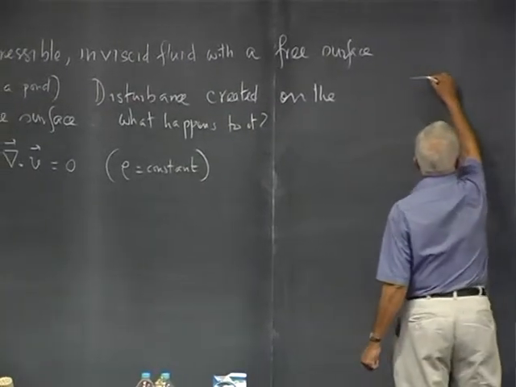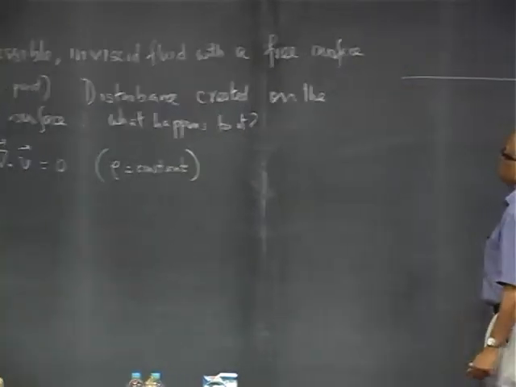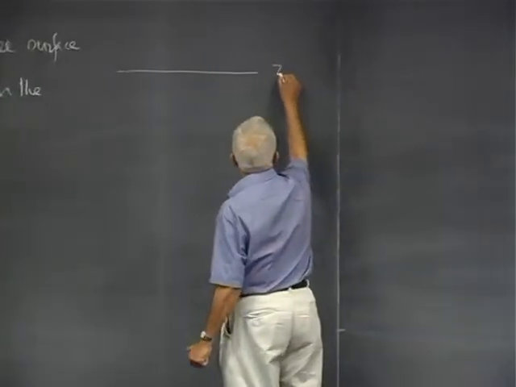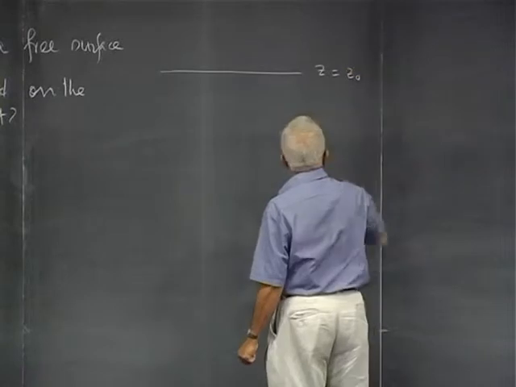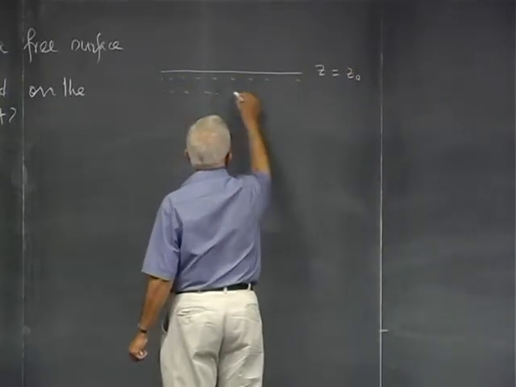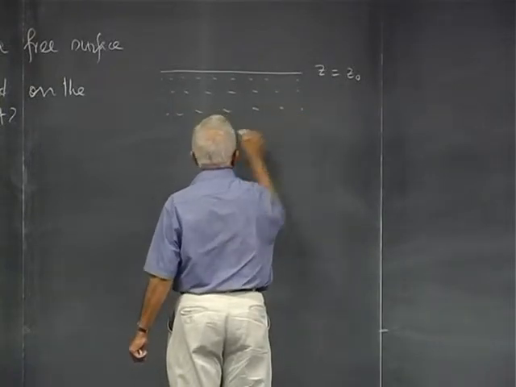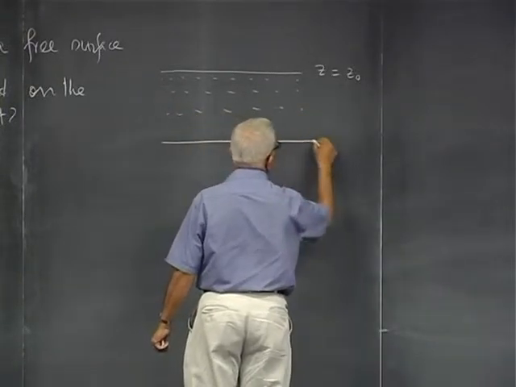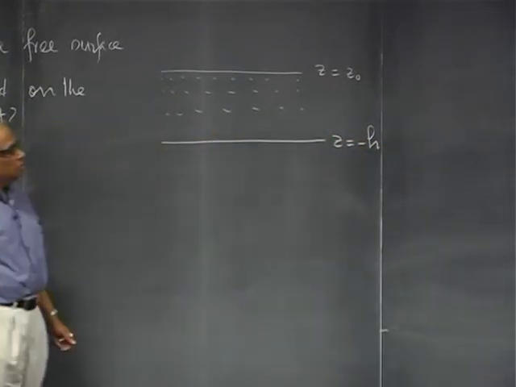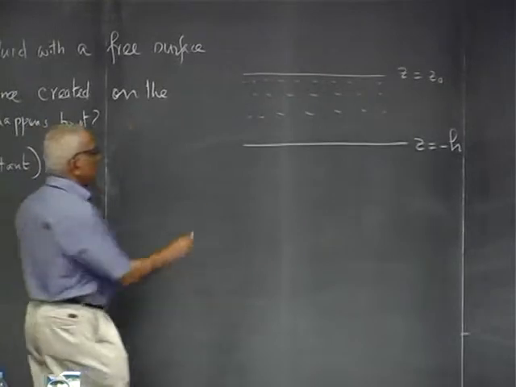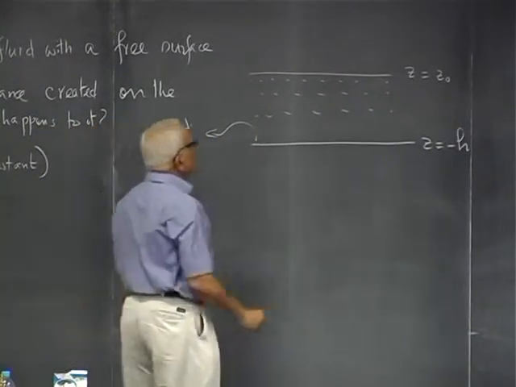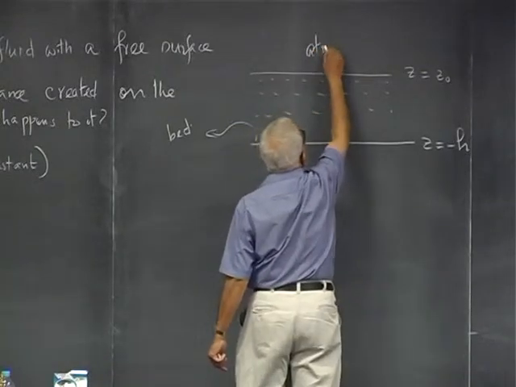In the event of no disturbance at all, I have a flat surface. Here is Z equal to Z0, and there is water below, and here is the bed, let's say at Z equal to minus H. That's where I have the bed of the pond.